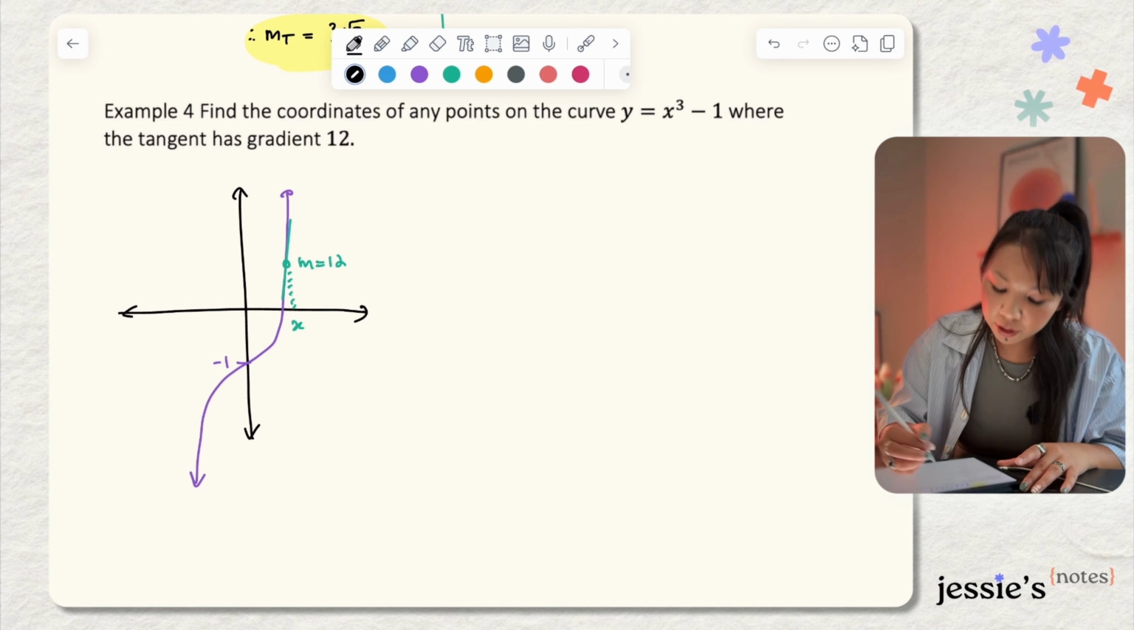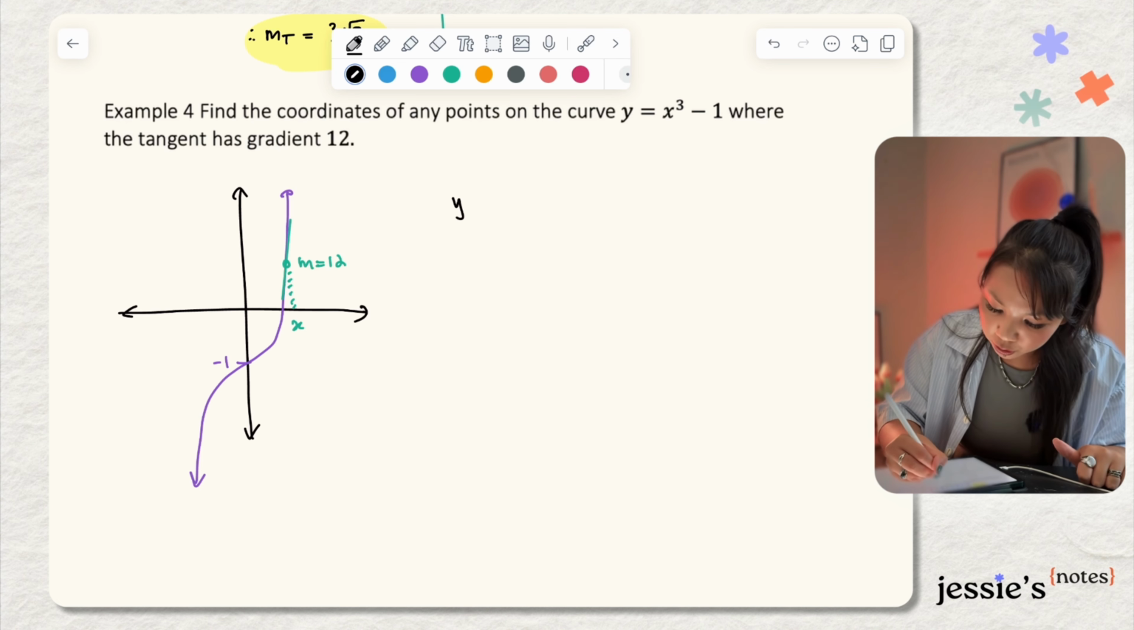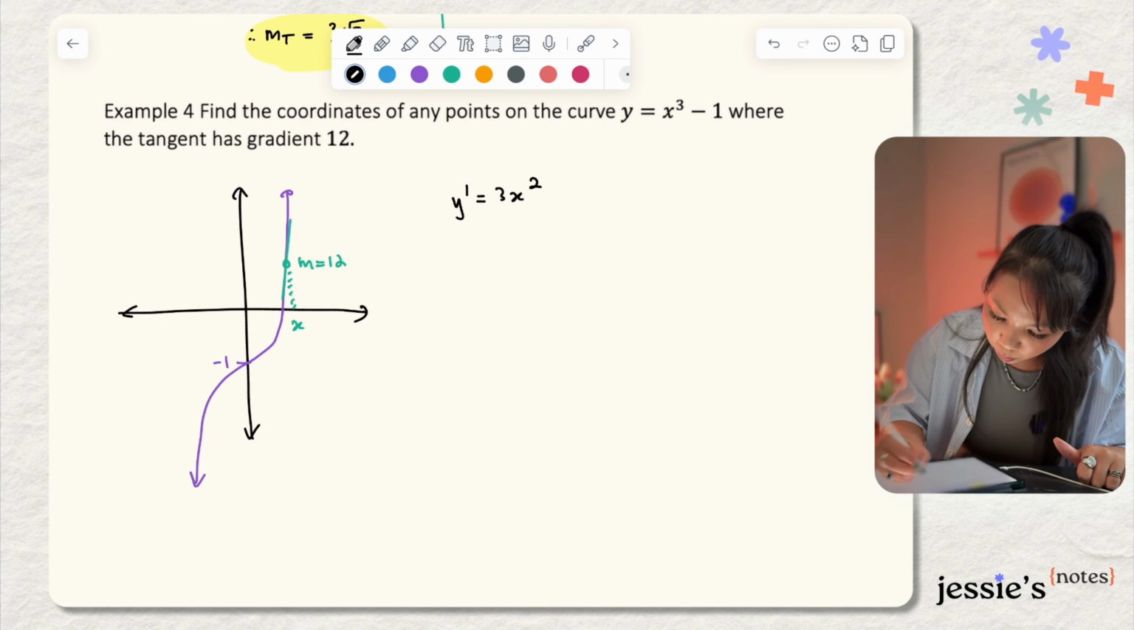Okay, so let's go ahead and figure out where that is. What we're going to do first is find our gradient function. So y dash equals 3x squared.